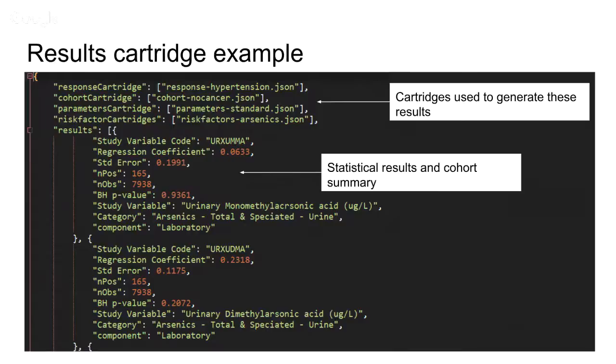So are there any other questions about the result format for cartridges or anything like that? Yeah. So both of these were pretty bad results, but if the p-value were lower, then, yeah.